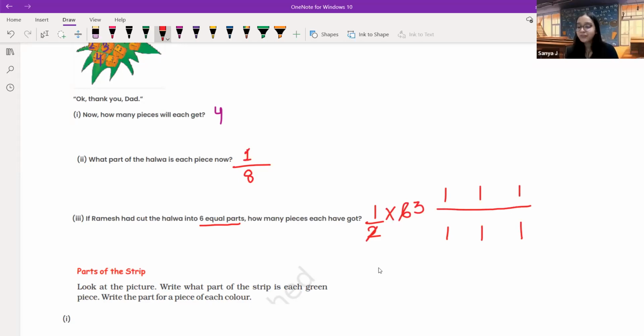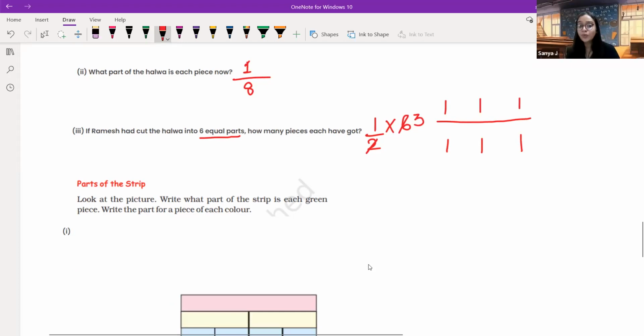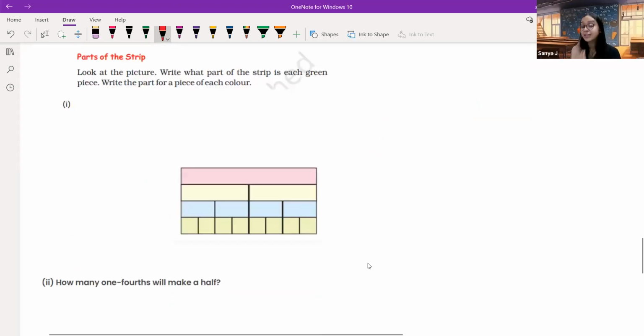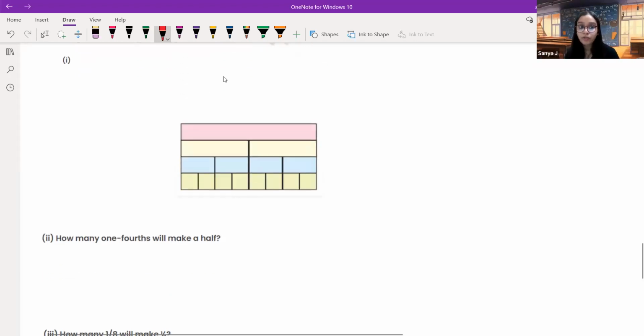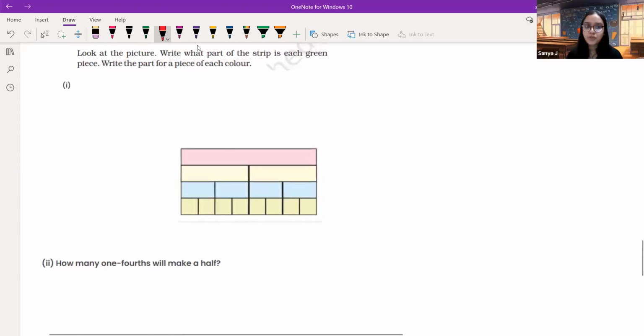Okay, everyone? Yes. Let's now move on to the next question, that is part of the strip. Here we have a picture in front of us and it's divided into different strips. Okay, write the part of a piece for each color. So for the very first color, this purple color, this is one whole, right? Just one part.